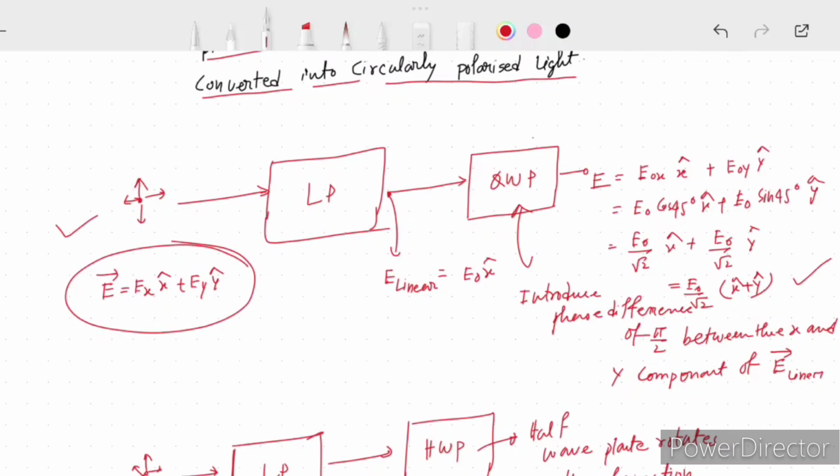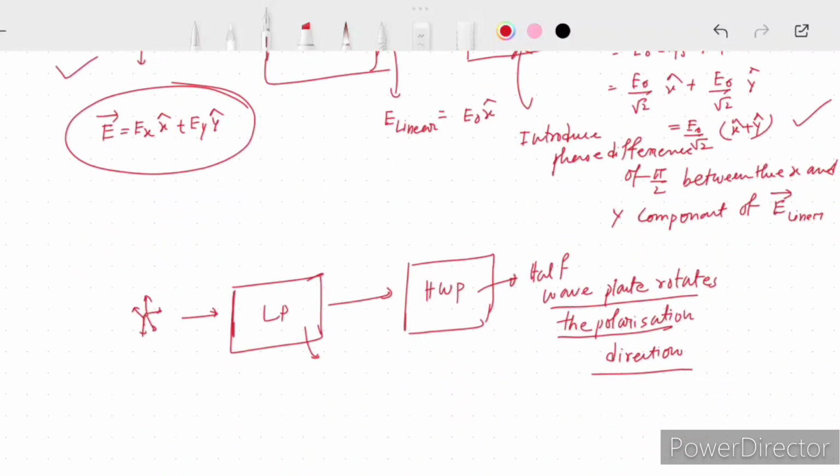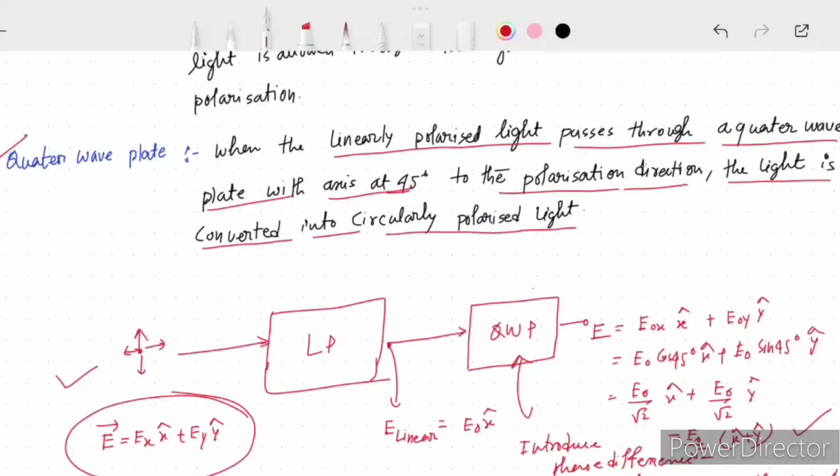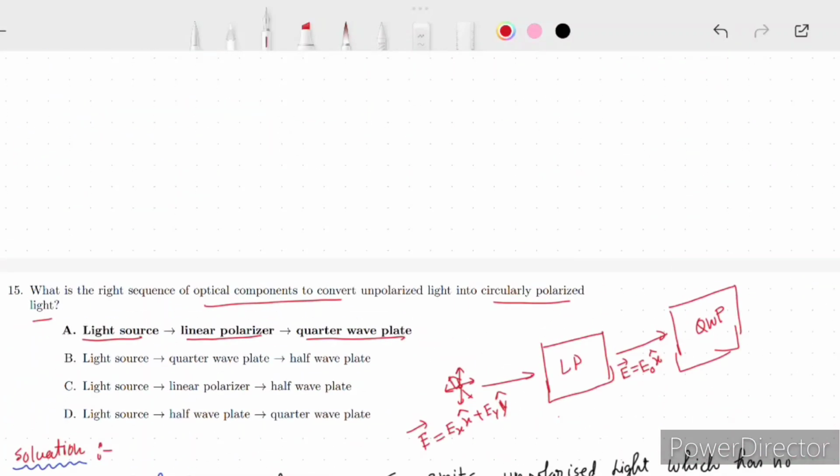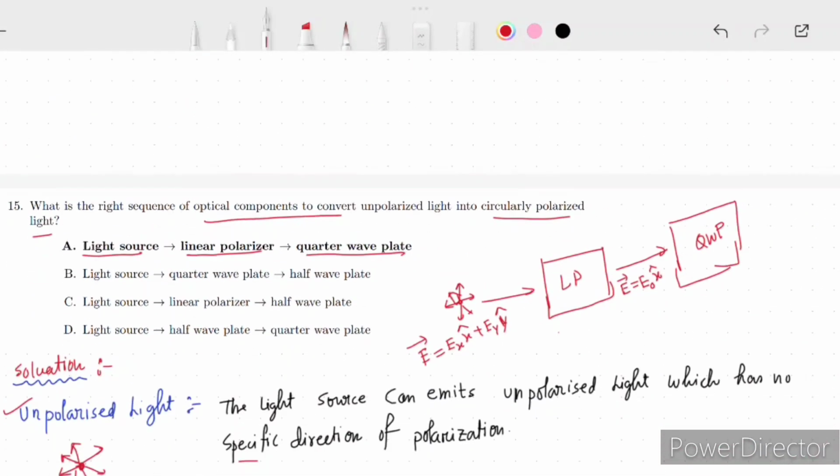And why is the half wave plate used? It rotates the polarization direction, meaning from counterclockwise to clockwise, or clockwise to anti-clockwise. For that case we use a half wave plate. Okay, so this is the correct sequence for creating circularly polarized light from unpolarized light.